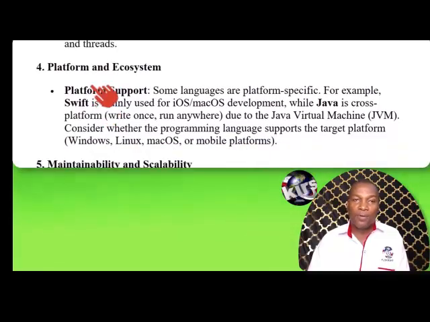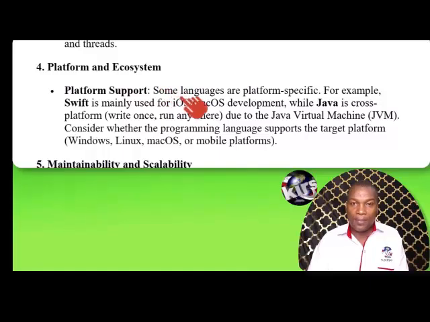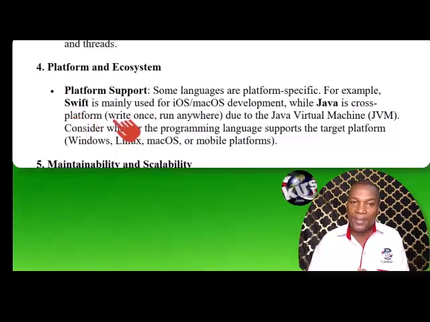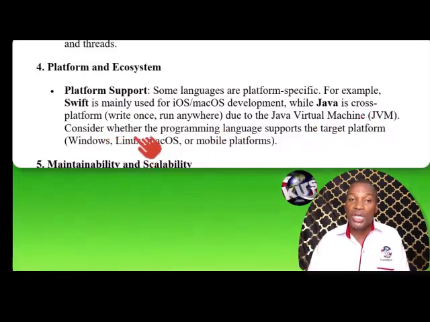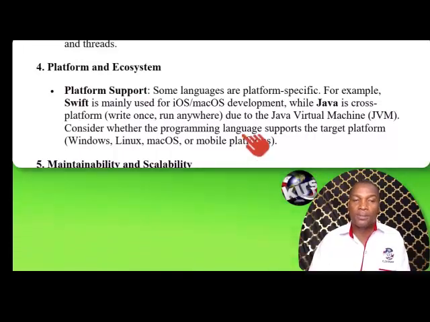Then factor number four is platform and ecosystem. Platform support. Some languages are platform specific. For example, Swift is mainly used for iOS and macOS development, while Java is cross-platform. Write once, run anywhere, due to the Java Virtual Machine. Consider whether the programming language supports the target platform, for example, Windows, Linux, macOS, or mobile platforms.